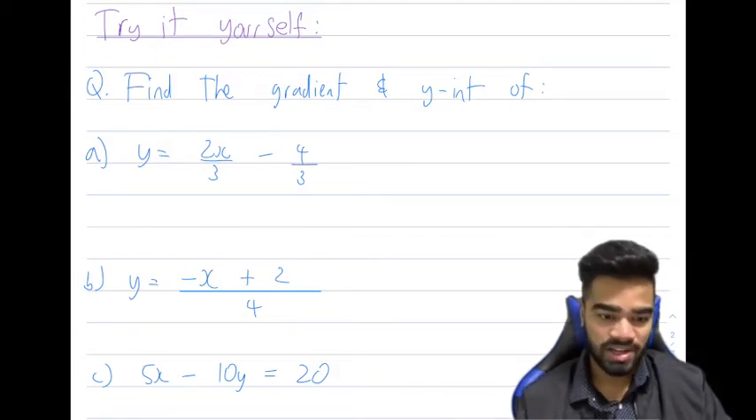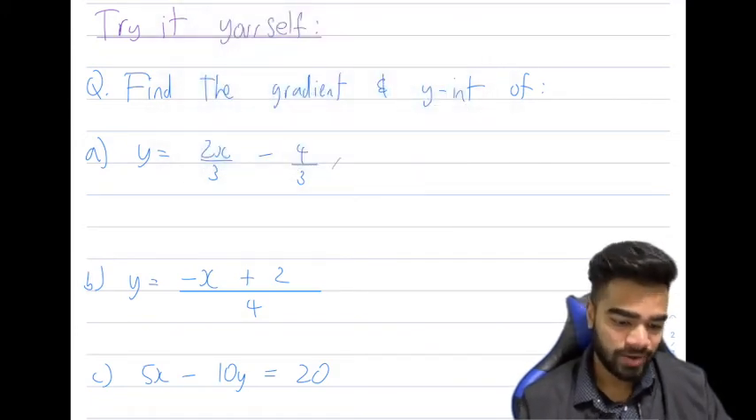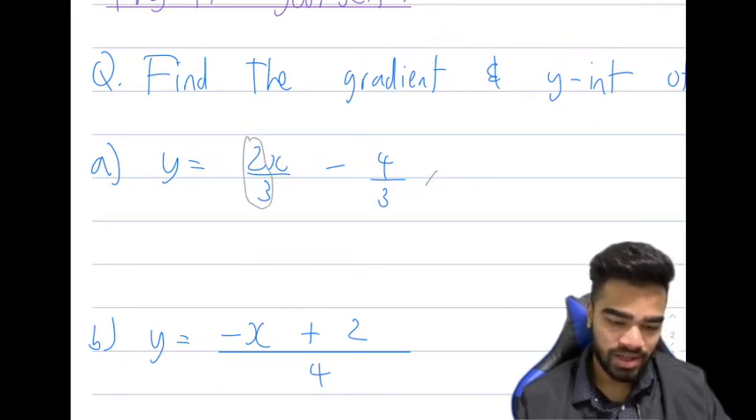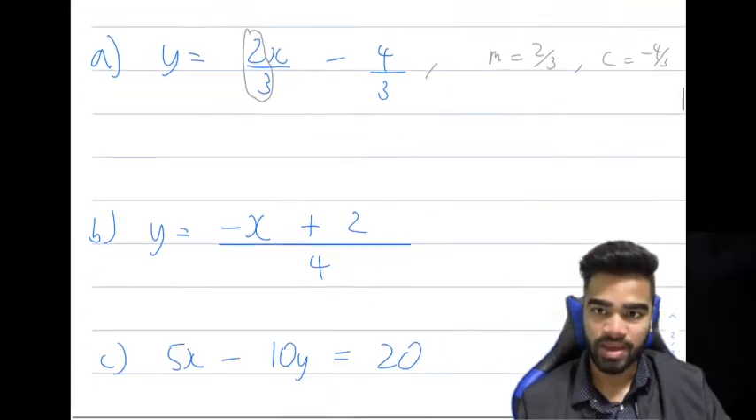Okay, I hope you had a chance to do it. Let's do it now. So the gradient of the first graph, as we can see, is the whole fraction. It's going to be m is equal to 2/3, and the y-intercept is -4/3. Okay, hope you got that one.